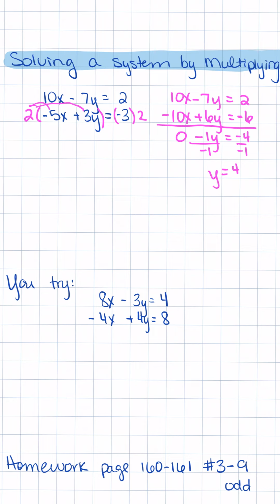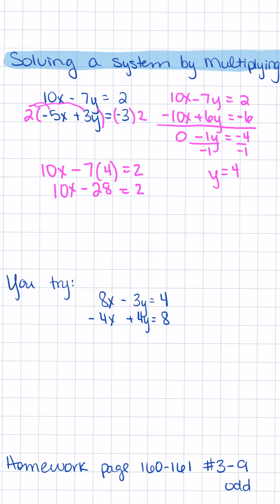y equals 4. So now that we know what y is, let's put it back into the original equation and solve for x. You can choose either equation. I'm going to choose the top one. So it's going to be 10x minus 7 times 4 equals 2. So -7 times 4 is -28.